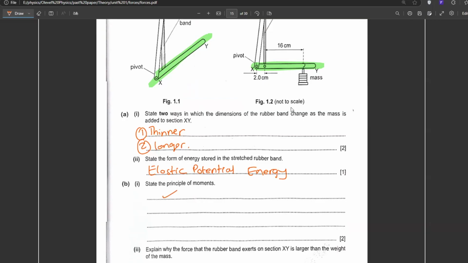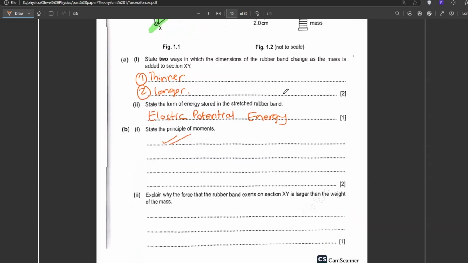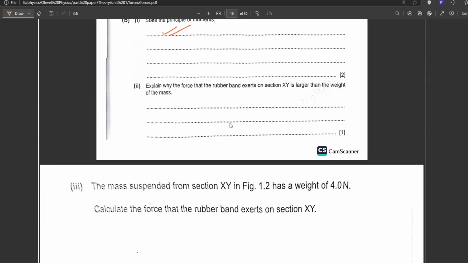We have already done this. We have done this definition in the notes as well. So you can copy it from there or you can scroll back in the video. We have done a similar question. Explain why the force that the rubber band exerts on XY is larger than the weight of the mass.